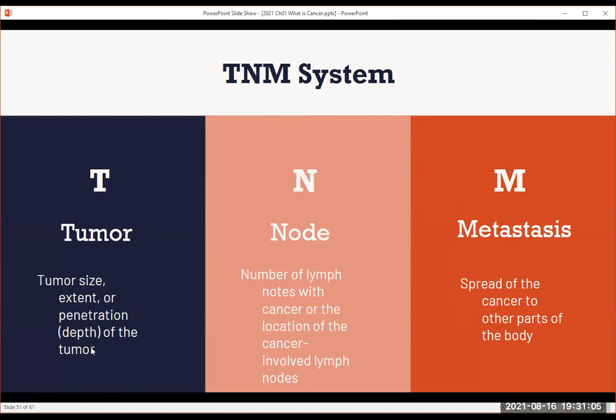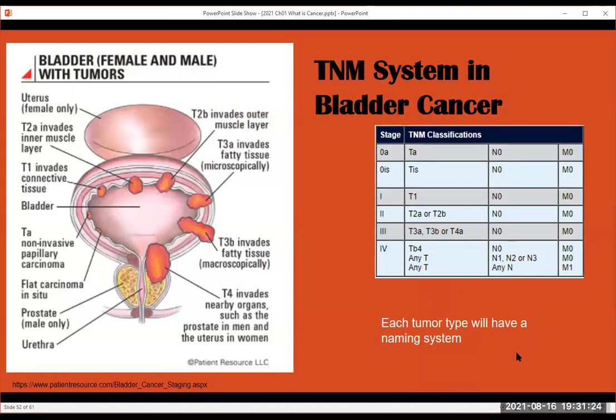So what is the tumor size? How deep is it? Has the tumor invaded into the local lymph nodes around the cancer? And how many lymph nodes are involved? And then metastasis: has the cancer spread to other parts of the body? Putting those three measures together, you're going to have a measure for T, a measure for N, and a measure for M. Based on that, now you're ready to stage the cancer.